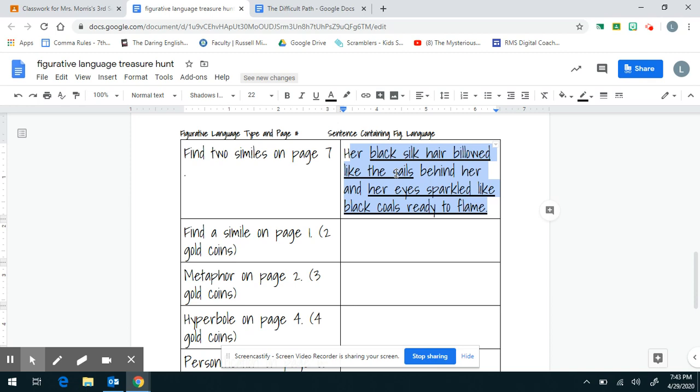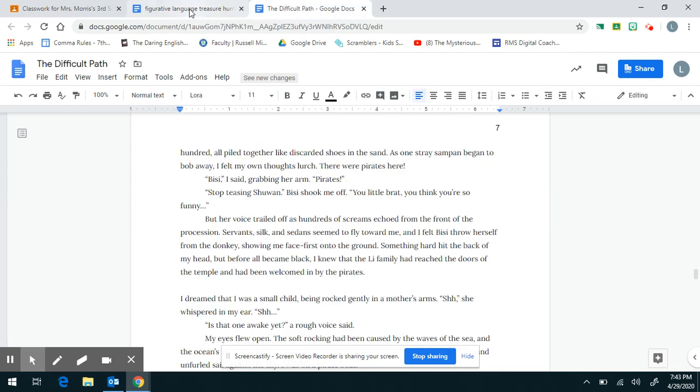So her black hair was just moving and flowing like the sails of a ship. So they're comparing her black silk hair to the sails of the ship. And then we underlined that because that was one simile. And then the second simile we had was her eyes sparkled like black coals ready to flame. So here they're comparing her eyes sparkling, using like or as, to black coals, like in a fireplace, ready to flame. So they're about to spark and start a fire. So these are 2 similes that we were able to find on page 7.